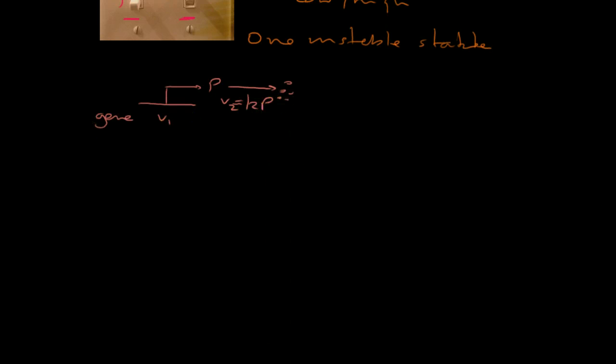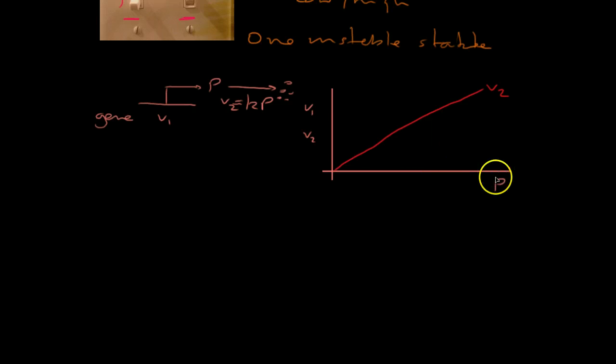Now what I want to do is show you a graph. So I just draw the axes, and on the x-axis, I'm going to plot the concentration of protein P, and on the y-axis, I'm going to plot the reaction rates V1 and V2, the rate of protein synthesis and the degradation rate. Now let's plot V2 first. V2 is linear in P, so I can just draw a straight line. So that's V2, because V2 is proportional to P.